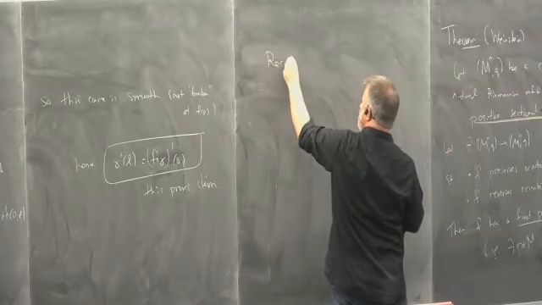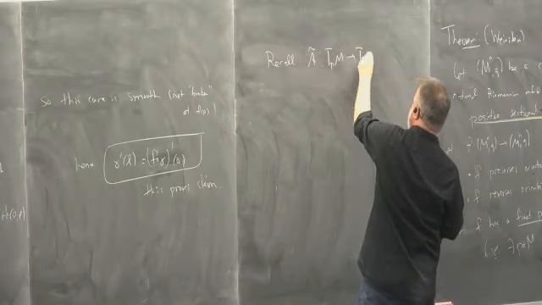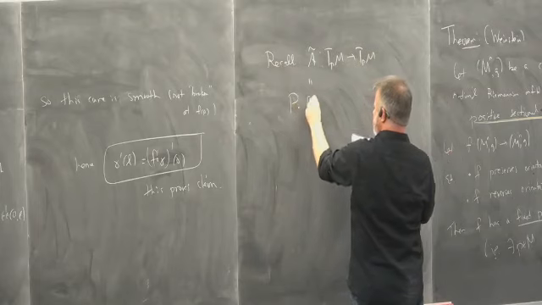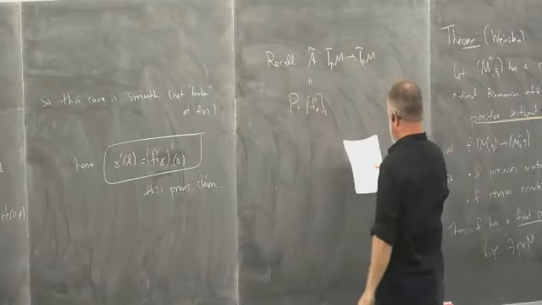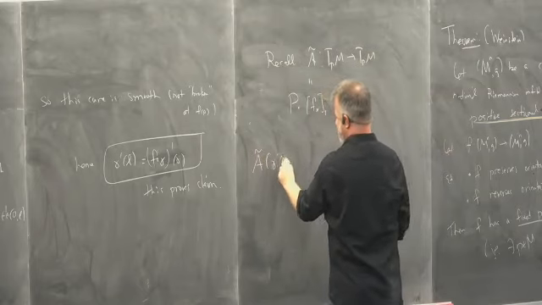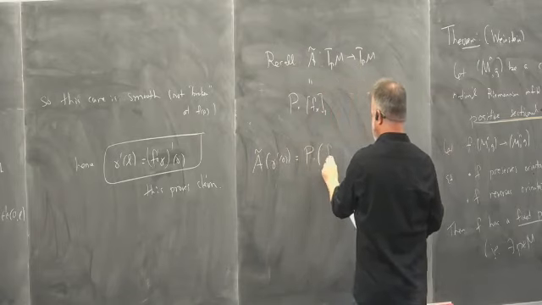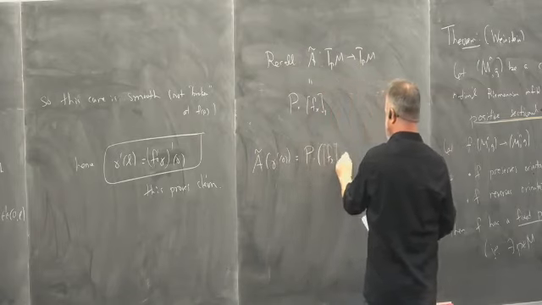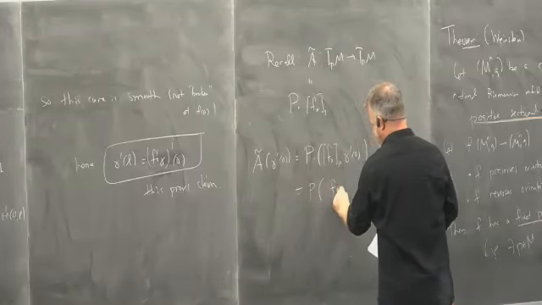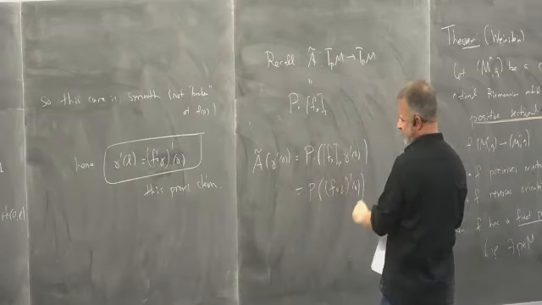Recall, A tilde was a linear isometry on T_pM, defined to be parallel transport composed with F star P. Okay, so let's see what this A tilde does. A tilde applied to gamma prime of 0 is going to be P applied to F star P of gamma prime of 0. But that's P applied to (F composed with gamma) prime at 0. That's just the definition of the push forward.